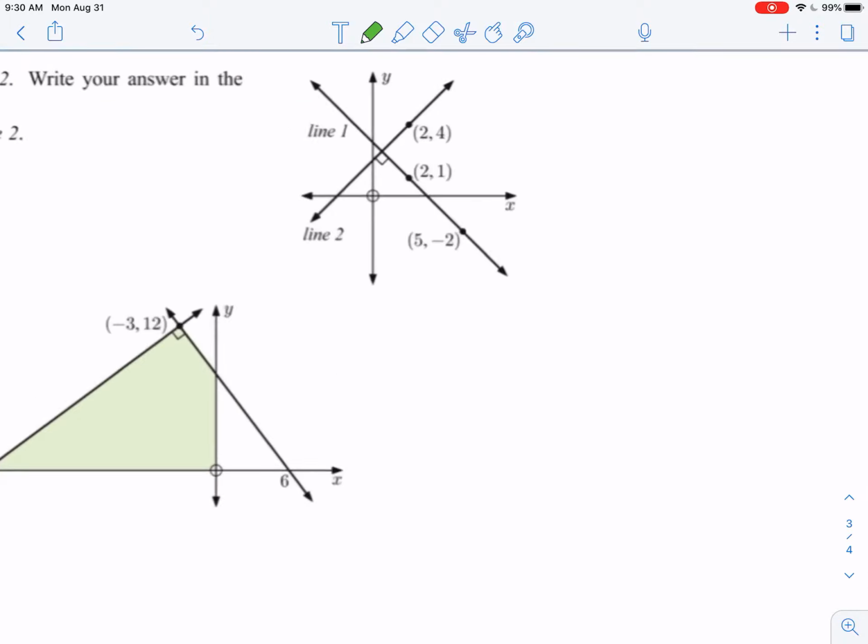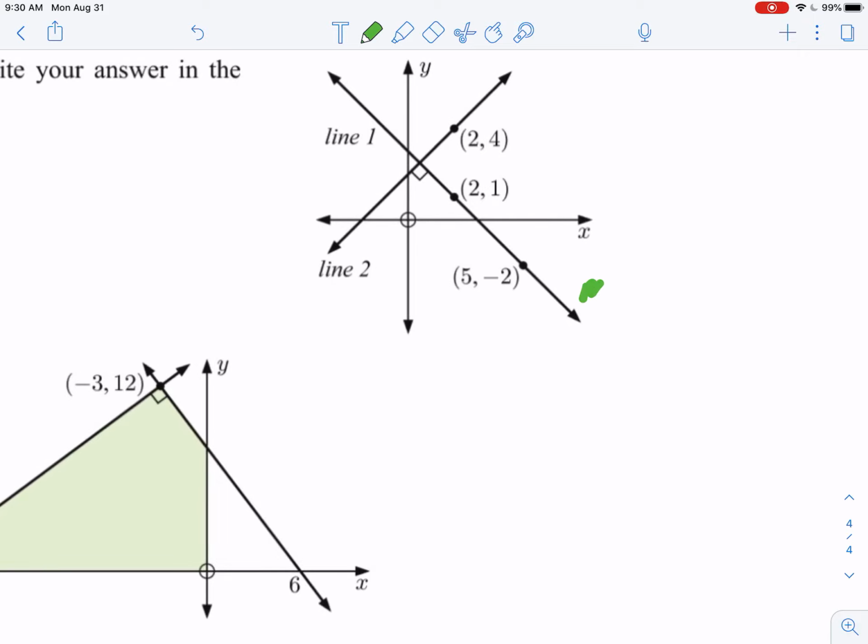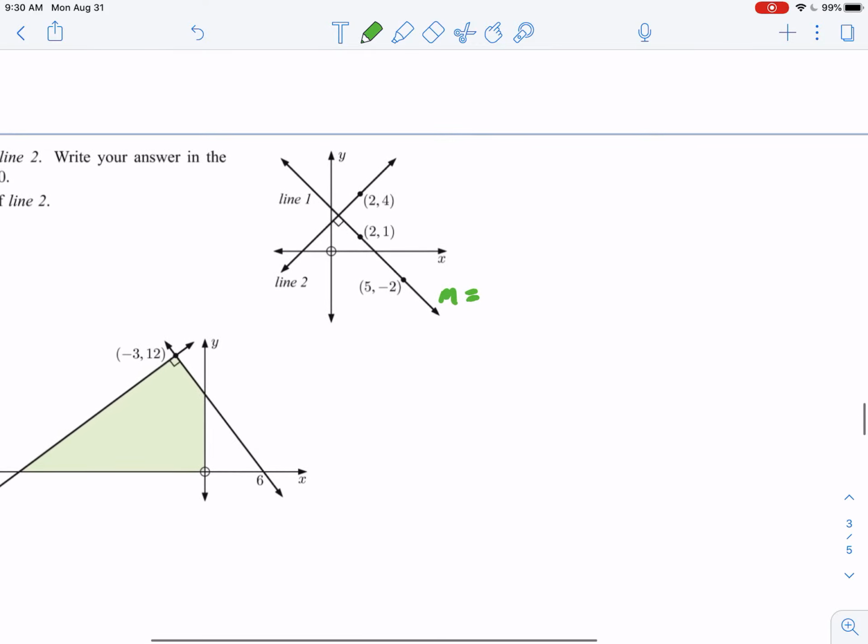So what do we know? We know that line 1 and line 2 are perpendicular. We can find the gradient of line 1. So this gradient is going to be equal to change in y over change in x. So I see a y value here, so negative 2 minus 1 over 5 minus 2, which is equal to negative 3 over 3, which has a slope, oh, that's lovely, of negative 1.